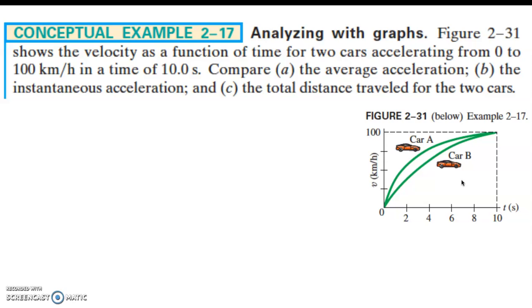So to rehash, the slope of a position time graph tells us the velocity, and we can find instantaneous or average. Instantaneous would be a tangent line, and average would be the 2-point slope form. If we have a velocity time graph, the slope would be the acceleration. But then if we find the area under the curve of a velocity time graph, that will tell us the total distance traveled. And that's information we can get from these graphs.